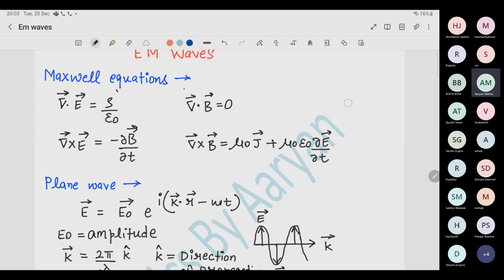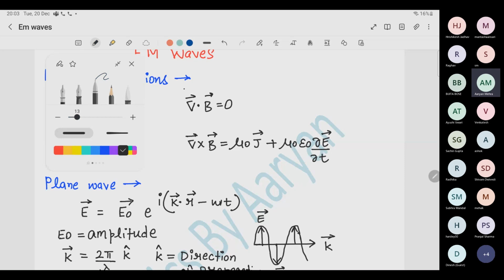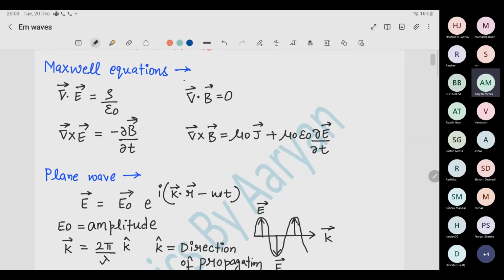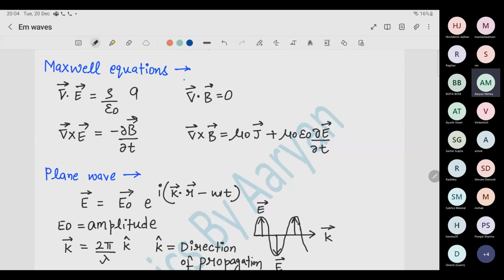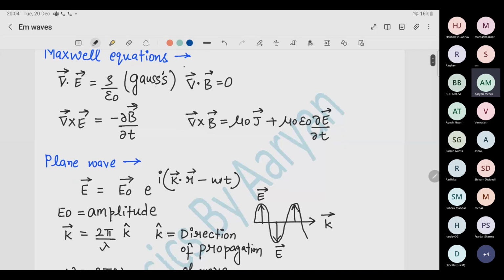So for the first equation, what is the name of the first equation, if anyone can tell me? Very simple. Del dot E equals rho by epsilon naught. What's the name of this equation? Gauss's law in electrostatics. Gauss's law, right? Can anyone tell me what Gauss's law explains, in one line? Very quickly. Let's see from where we have to begin. So what is Gauss's law in one line? Anyone? It is a measure of the number of field lines passing through a surface area.